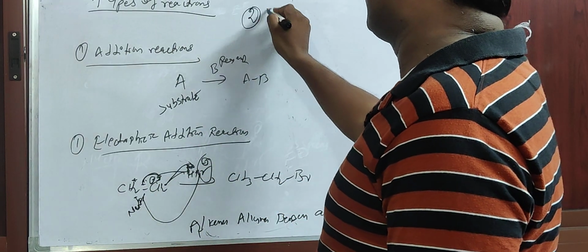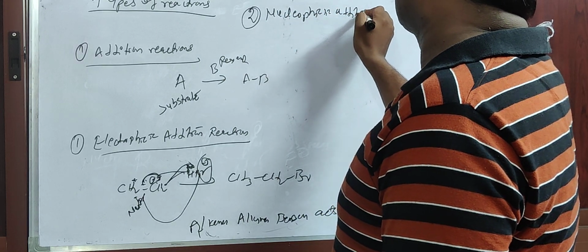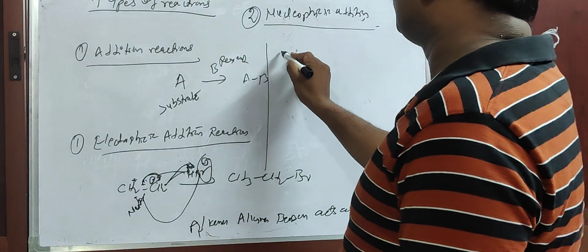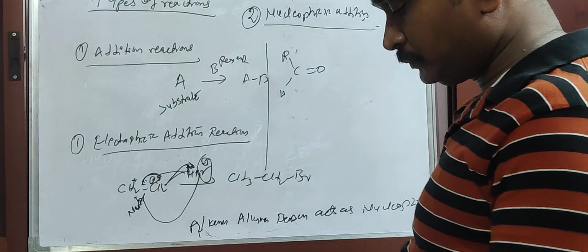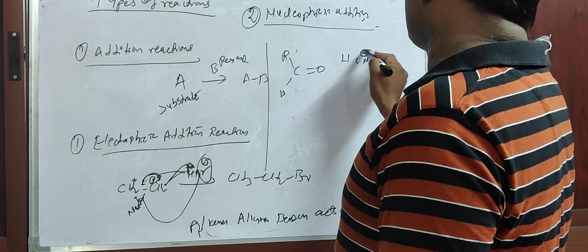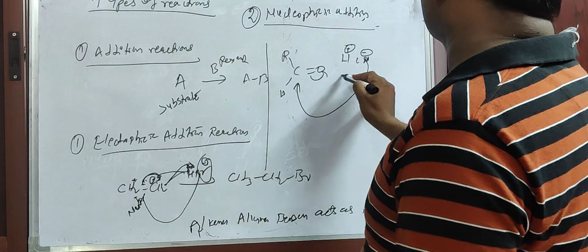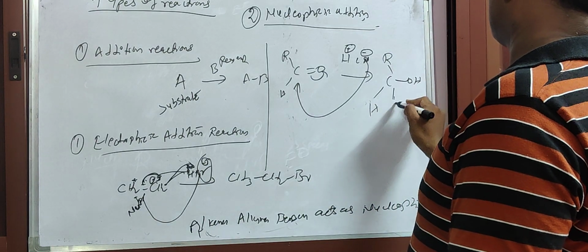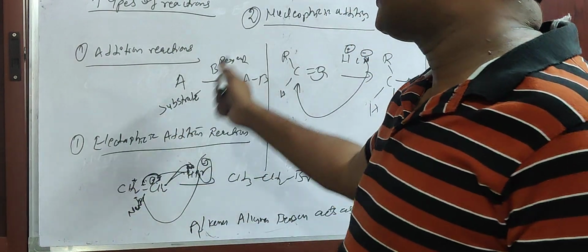Next, we have to discuss nucleophilic addition. What is a nucleophilic addition reaction? Take, for example, a carbonyl molecule and HCN, cyanide minus and H plus. The carbonyl carbon acts as the electrophilic center. The nucleophile approaches this one. This will form a molecule with OH and cyanide. This is electrophilic addition, and this is nucleophilic addition.